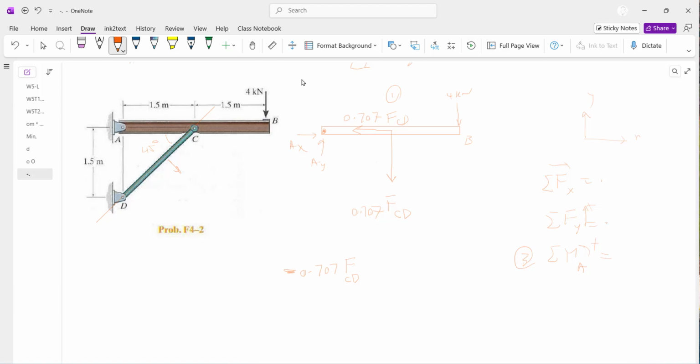The next term is passing through the center of rotation. This horizontal component does not contribute toward the rotation. Only the remaining one is this end force at B, but it contributes a negative rotation. So that is 4 kilonewton, and the arm, the shortest distance between that line of action and here, which is the arm of rotation, is 1.5 plus 1.5, this is 3. All right, equal to 0. And you find FCD to be something negative.